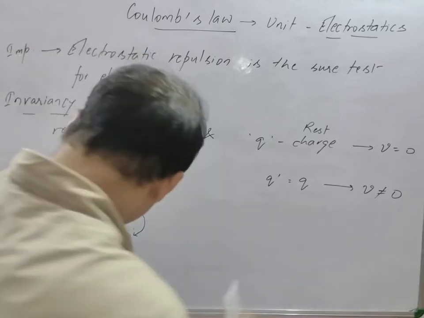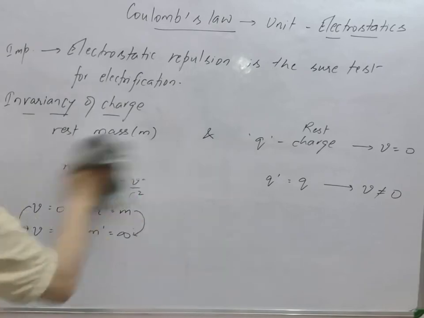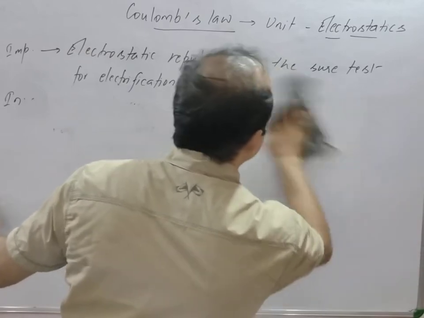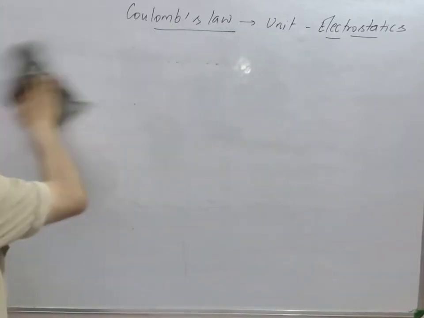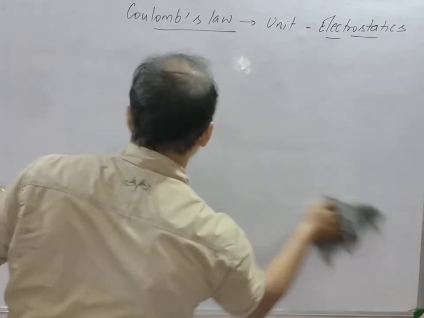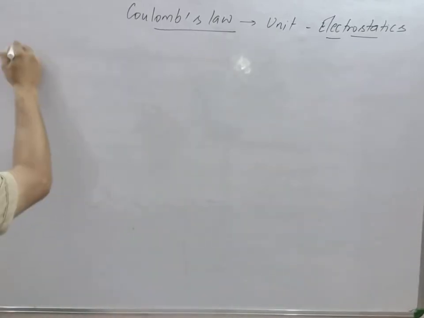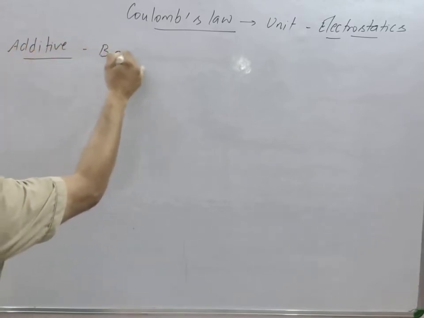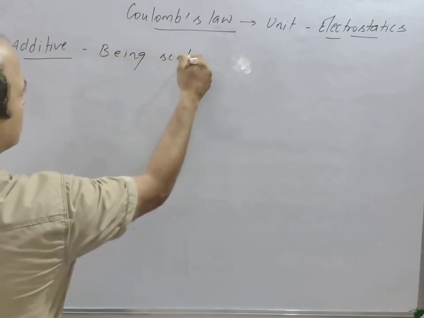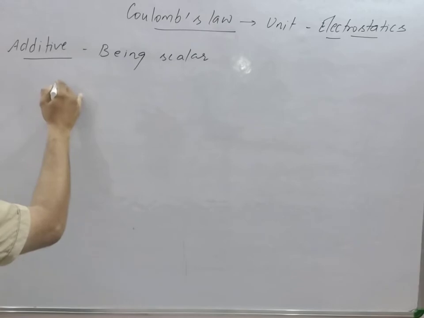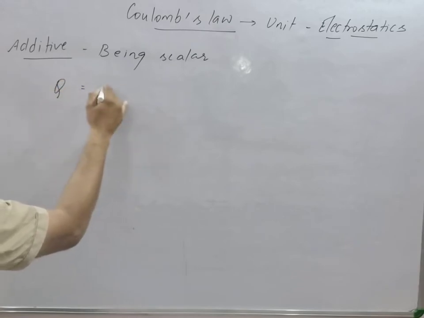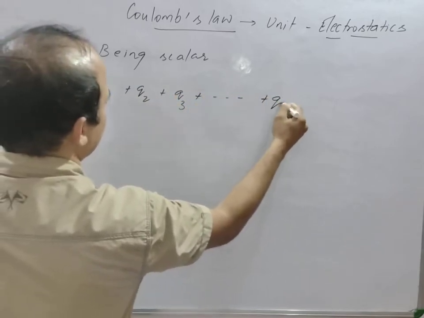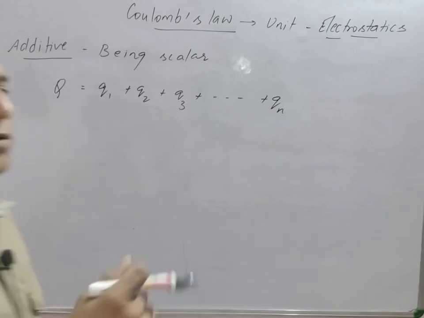Right? Let us take one more property after this. The charges are scalar or additive. The charges are actually additive because they are scalar. So when we are talking about the additive nature of charge, that means, being scalar, the charges will be summed up as total charge on any object equals q1 plus q2 plus q3 and so on plus qn.